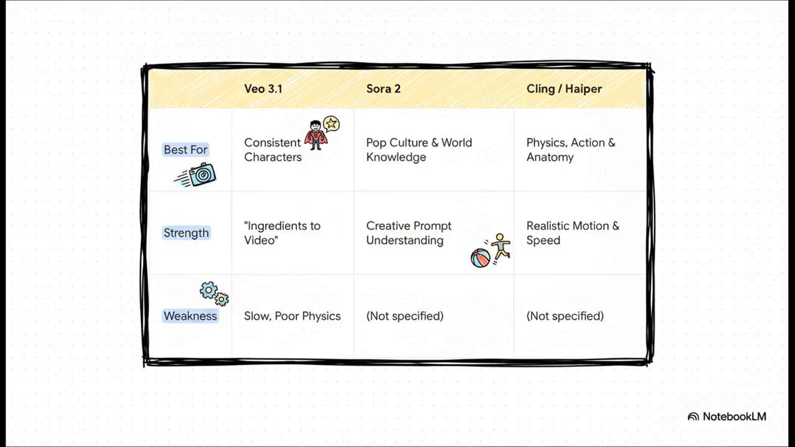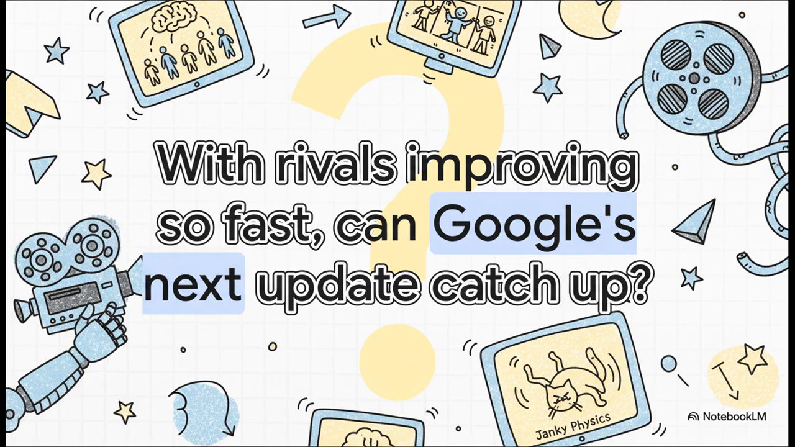But for anything involving pop culture, creative mashups, or general world knowledge, Sora 2 is still your best bet. And for scenes with realistic physics, fast action, or complex human motion, the faster models like Kling and Hyper are currently leading the pack. So where does that leave us?